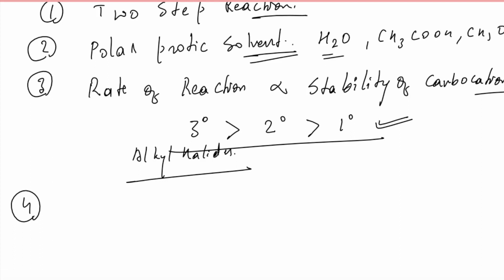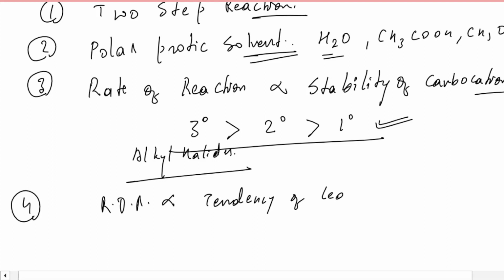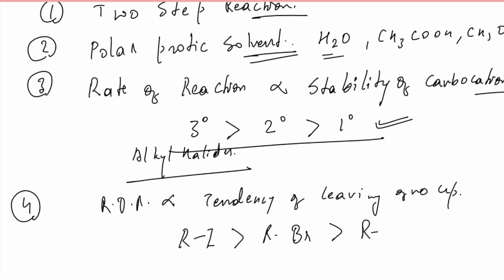Fourth one is the tendency of the leaving group to leave. Rate of the reaction is directly proportional to the tendency of the leaving group to leave. It is similar to the SN2 mechanism. RI will be most reactive, then RBr, then RCl, then RF.